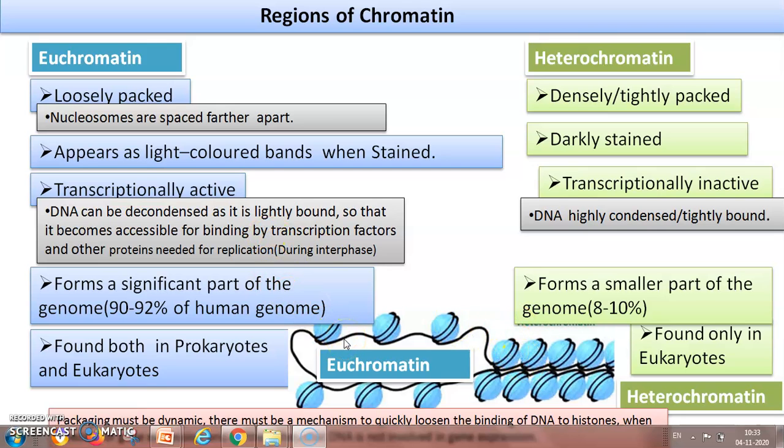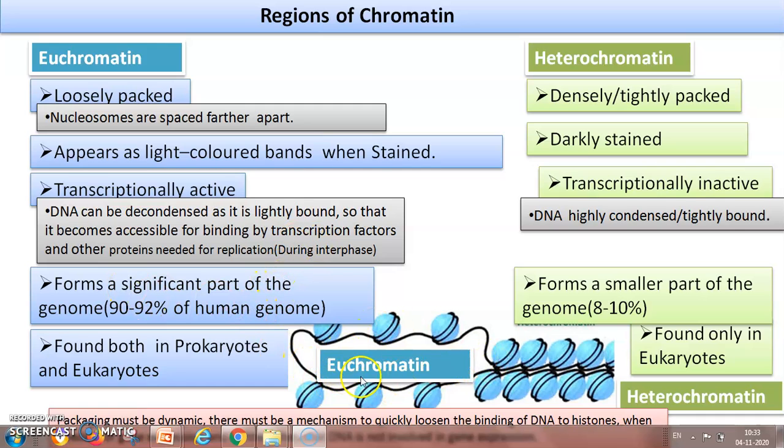Euchromatin is transcriptionally active. That means mRNA can be formed on these DNA strands because they are easy to separate from the histone protein. So the DNA is lightly bound onto the histone, so that it becomes accessible for binding by factors responsible for transcription. That means making an mRNA which is finally going to be translated into protein. And other proteins needed for replication are also formed in this region. So that is transcriptionally active. The transcriptionally inactive area is the heterochromatin, because the DNA is highly condensed, tightly bound, so not very accessible to the factors responsible for transcription and all.